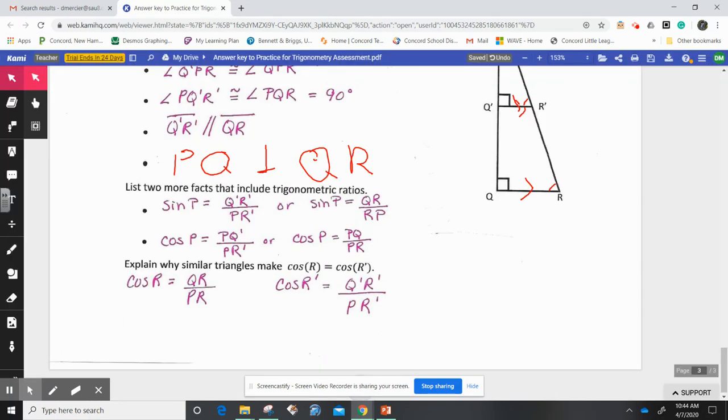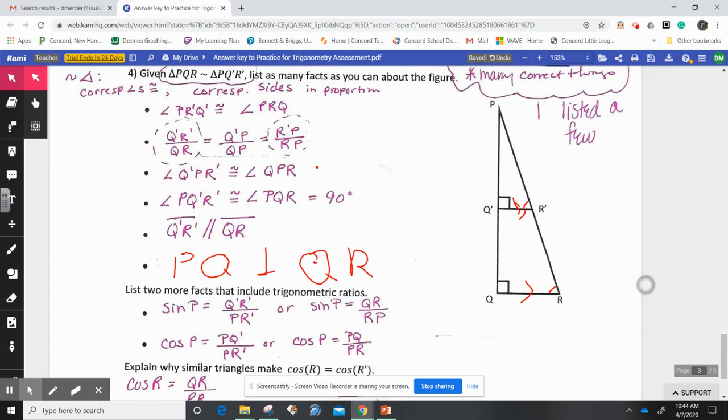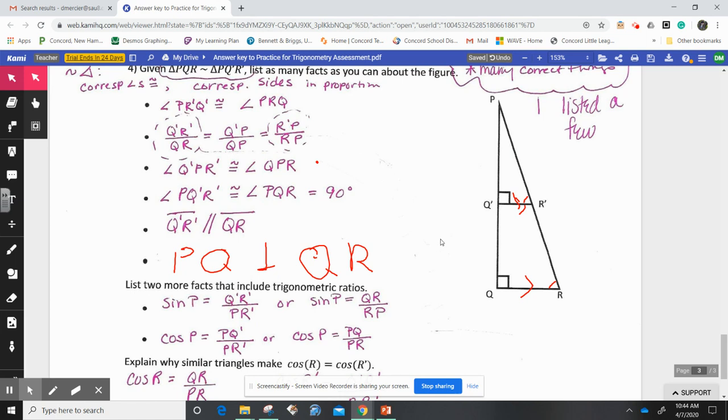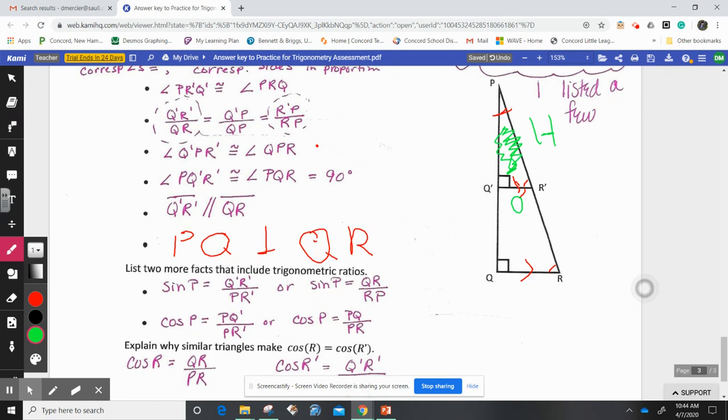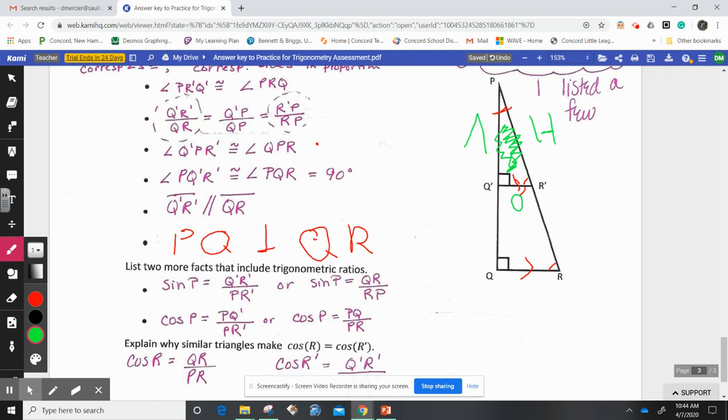All right, so 2 more facts about that include trig. So this is kind of just doing the SOHCAHTOAs. The first one is you could say like the sine of this angle P. If I come from here, this would be my O, this would be my H, if I'm just talking about this little small triangle right here to begin with. So sine of P equals that over that. Cosine of P, this would be the adjacent right there. So that's how we get the cosine being the adjacent over the hypotenuse.